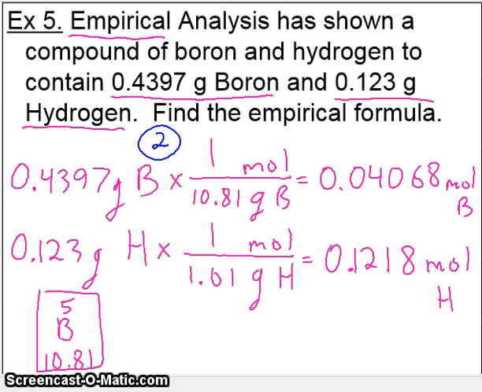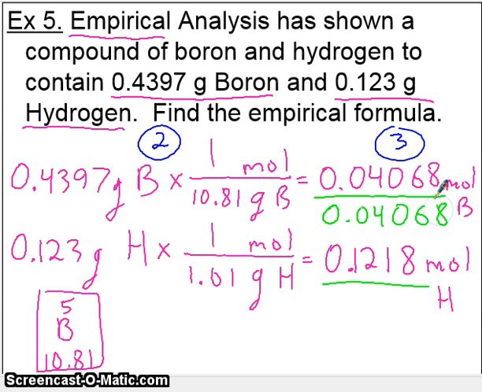So, step 3 said divide by small. And that involves dividing both of these by the smaller of the two. If we do this in a different color, so it's easier to see, we'll divide both of these by this one here, which is the smaller one, 0.04068. This gives us, this becomes a 1. Remember, the whole point here is to get one of them to be a 1 and the other one to be a ratio of that 1.